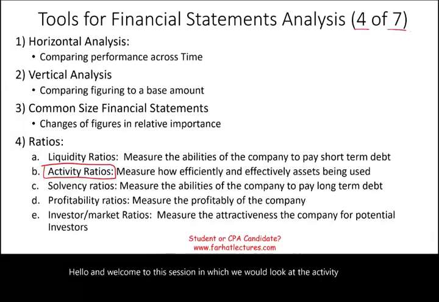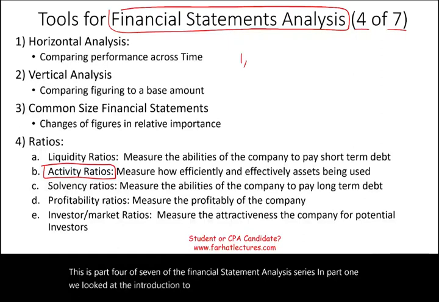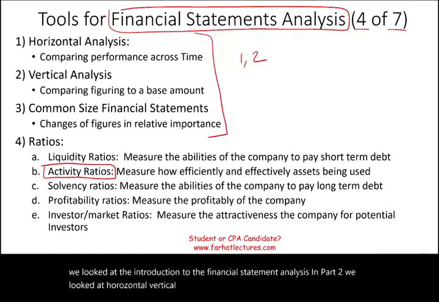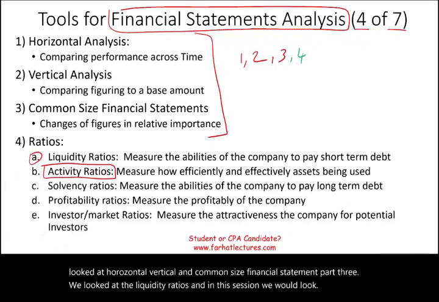This is part 4 of 7 of the financial statement analysis series. In part 1, we looked at the introduction to financial statement analysis. In part 2, we looked at horizontal, vertical, and common size financial statements. Part 3, we looked at the liquidity ratios. And in this session, we will look at activity ratios.